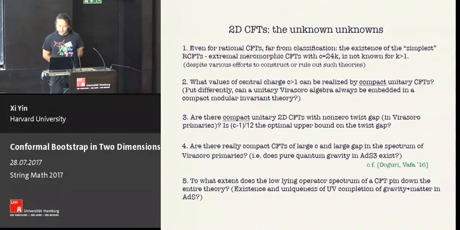And finally, a general theme is, to what extent does the low-lying operator spectrum of a conformal field theory pin down the entire theory? I mean, in some sense, this is what physics is really about. We measure a few constants and want to figure out what the theory is. And again, from the holographic point of view, this is a question about the existence and uniqueness of ultraviolet completion of a gravity plus matter system in anti-de Sitter space, in this case, in 3D anti-de Sitter space. OK, so these are some general questions.